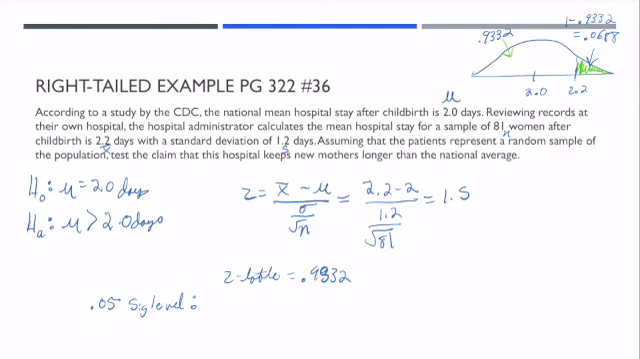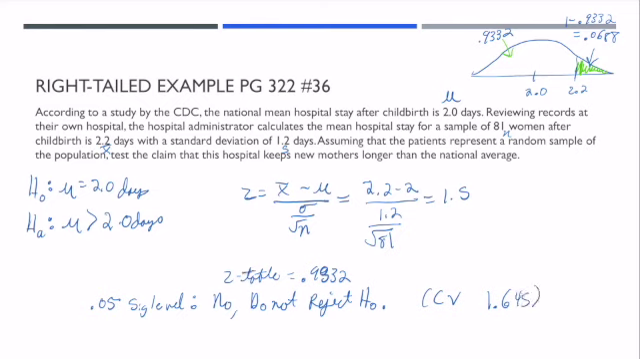Is my area less than 0.05? No, do not reject. I do not have sufficient evidence to reject my null hypothesis. Okay, I do not reject my H naught. It's important to remember that the critical value for the 0.05 significance level for a right-tailed test is 1.645, right?